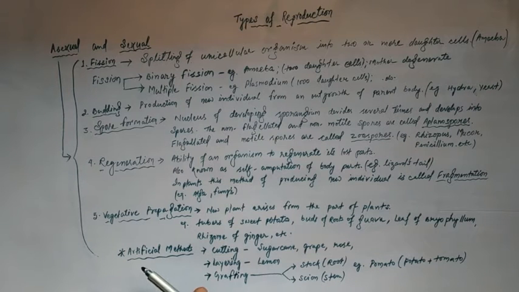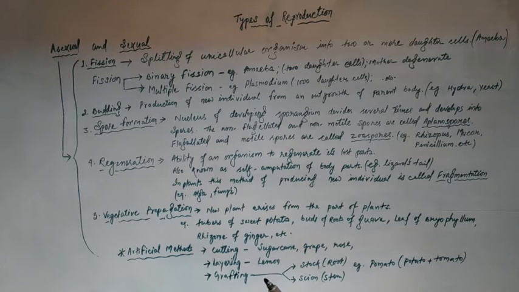The last one is the artificial method of asexual reproduction. In the artificial method of asexual reproduction, there are cutting, layering, and grafting. Cutting means the part of the plant is cut off and is sown or layered within the upper part of the soil. For example, sugarcane, grape, and rose. Rose is also grown with the help of grafting. I'll be discussing that in due course of time. Next one is layering. Example: lemon.